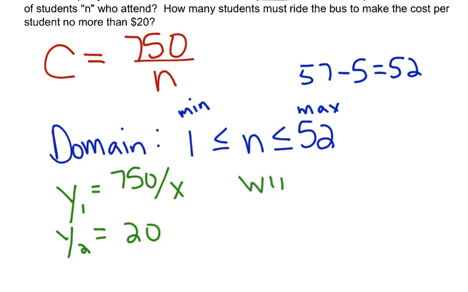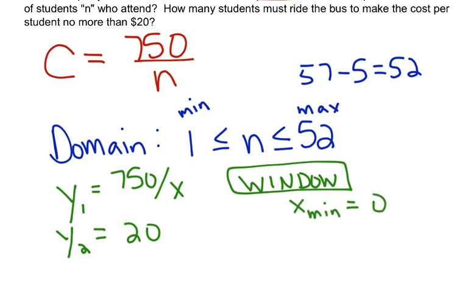And what I'd like you to do now is go to your Window setting. Under the Window setting, make your x minimum 0, because I always like to make it just a little bit smaller than my minimum domain. And your x maximum, since our maximum in the domain is 52, how about I make it 60?